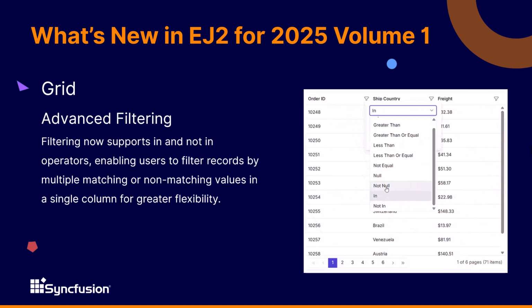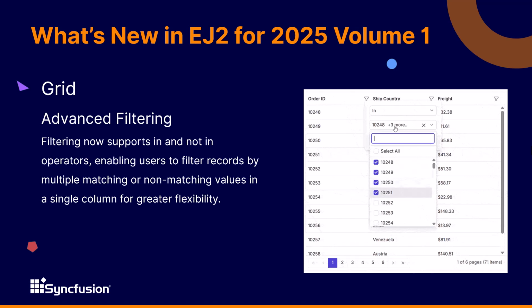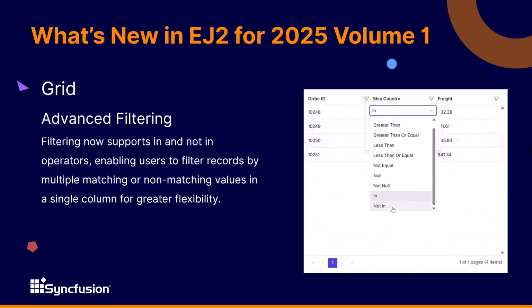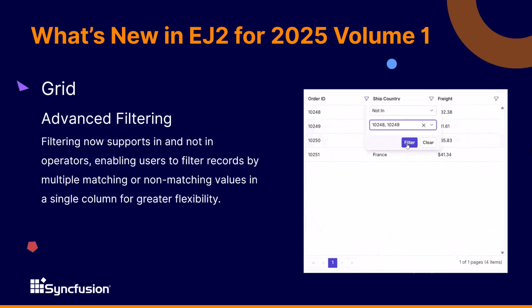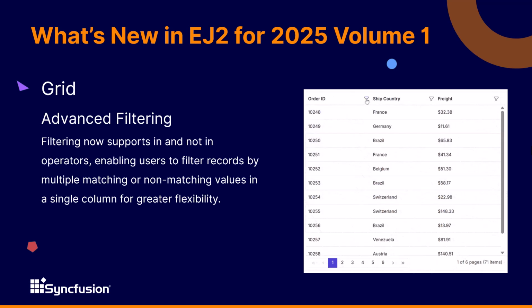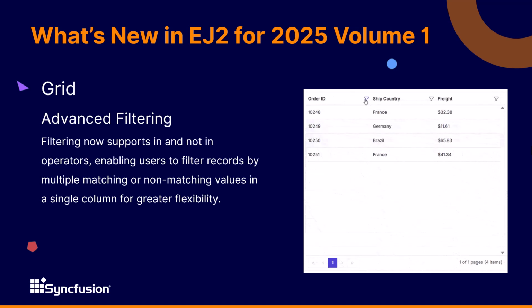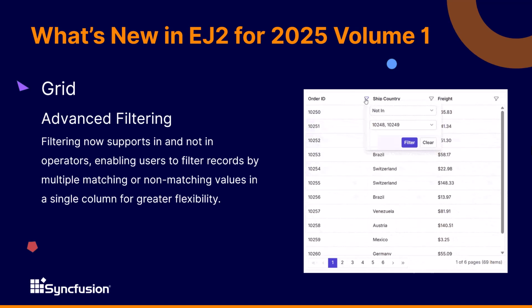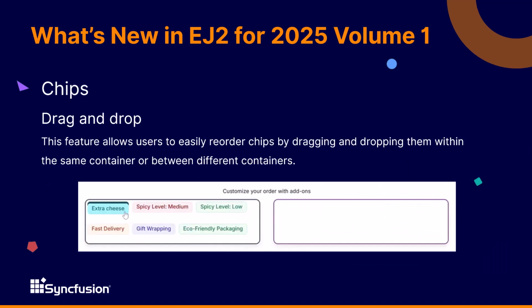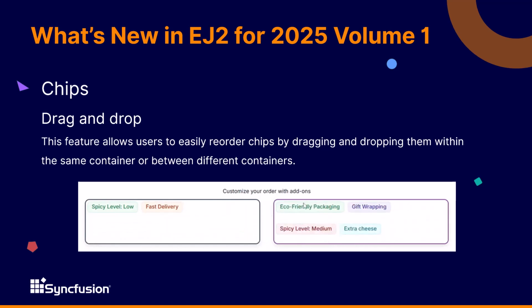Additionally, advanced filtering has been enhanced with support for the in and not in filter operators. These operators allow users to filter records based on multiple matching or non-matching values within the same column, which provides more flexibility in data filtering. In the chips component, we have added drag and drop support, which makes reordering items within or across containers simple and intuitive.